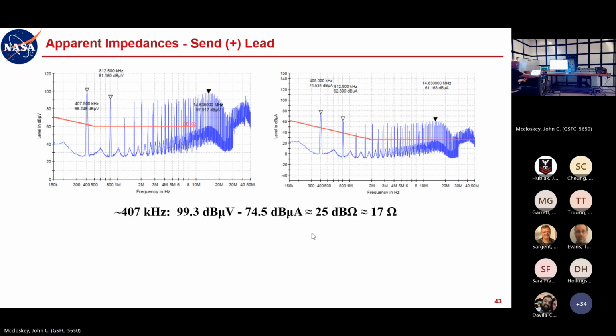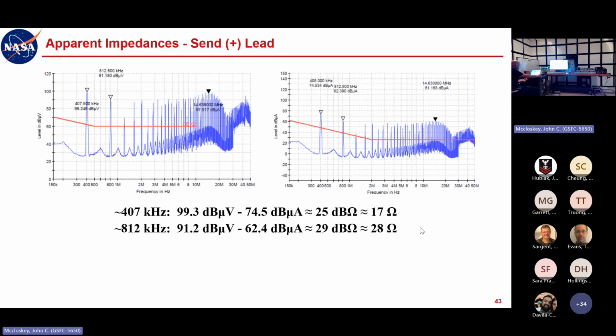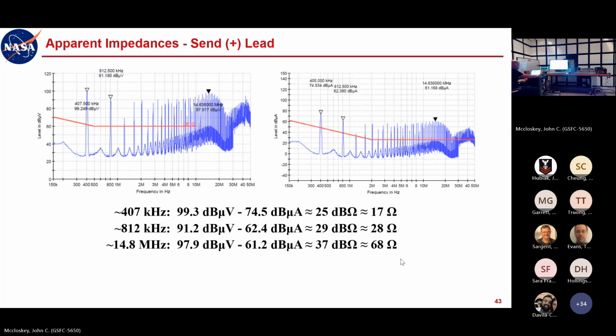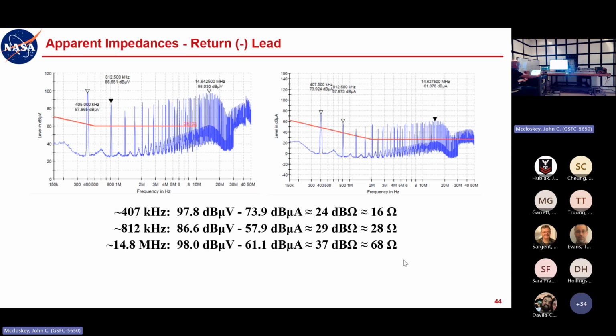So at the fundamental, when we do that, we get 25 dB ohms, and we convert that back to numeric, we get about 17 ohms. And then at the second harmonic, we get about 28 ohms, and up in this high frequency fuzz here, we're getting about 68 ohms. All right, and we do the same thing on the return lead. We get very similar numbers. The upper two numbers are exactly the same. The fundamental is 16 ohms instead of 17 ohms.